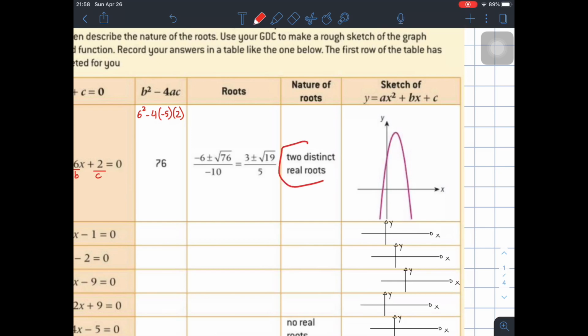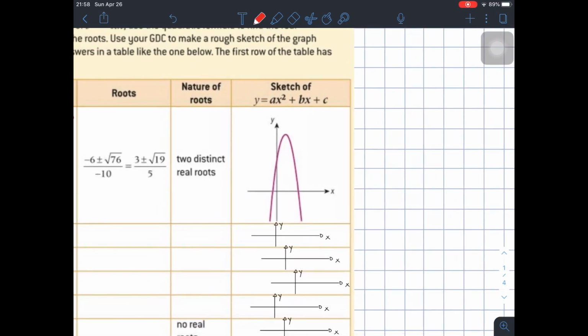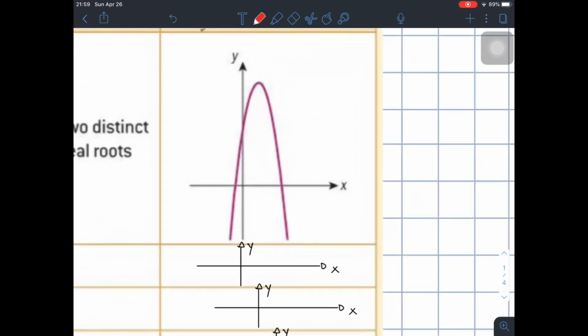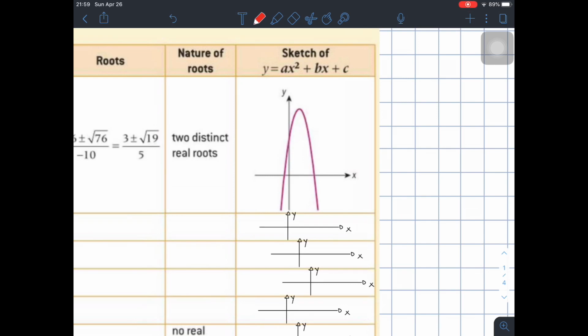There are two distinct real roots, right? We have two different roots. And if we sketch the graph of this, you see that we're going to get a sketch which is like this. And if we observe the roots or x-intercepts of the graph, we see that effectively we have two distinct real roots. That is, the parabola crosses the x-axis at two different points, okay? That's why we say two distinct real roots.